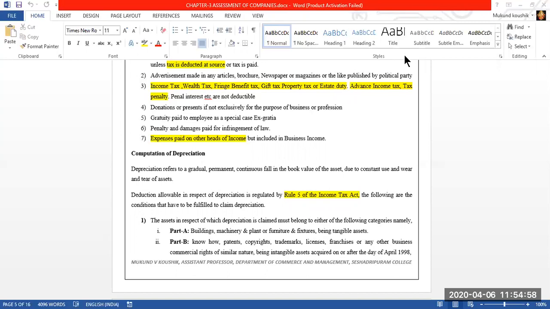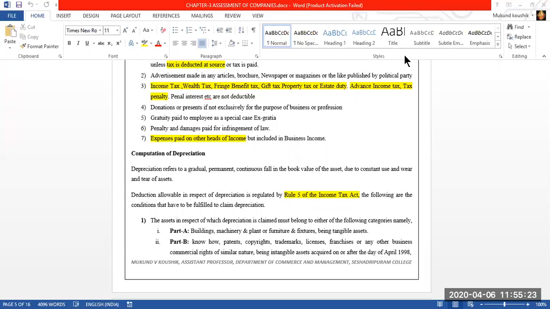Again, the polish of the car has come down, the shine of your car has come down, and the condition is not so good. Why is this all happening? It is because of constant use and continuous wear and tear of the asset. That means the purchase price at which you bought this car in year 1 cannot remain the same. It will see a gradual, permanent, continuous fall in its book value, and this entire process is called depreciation.